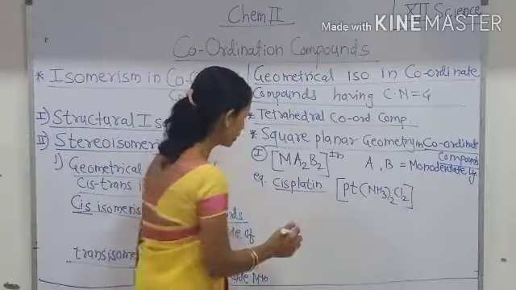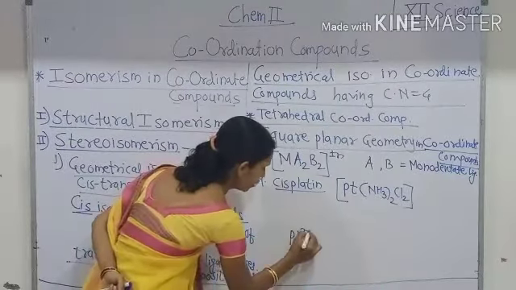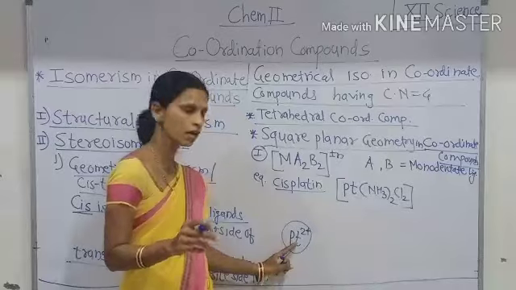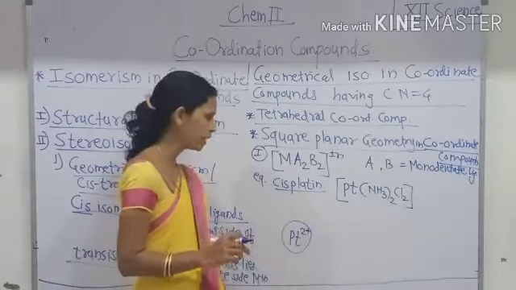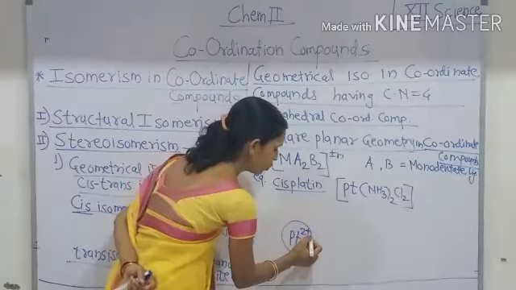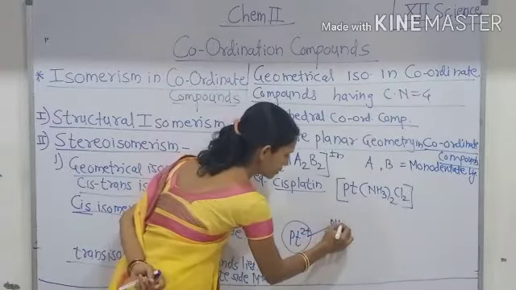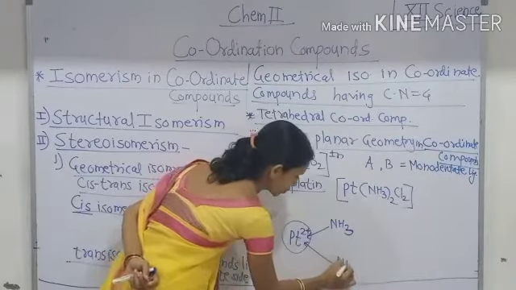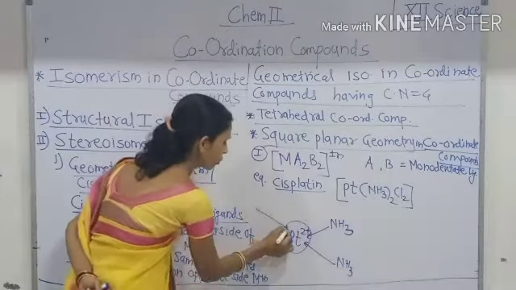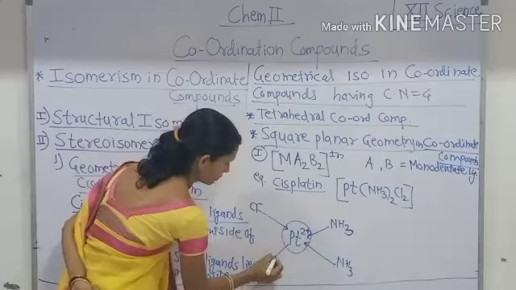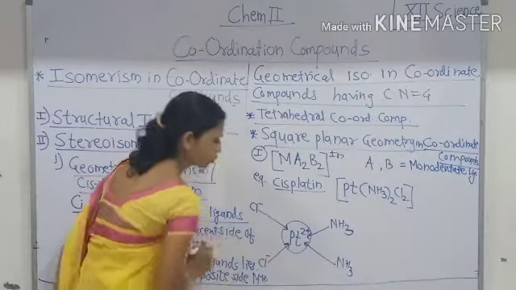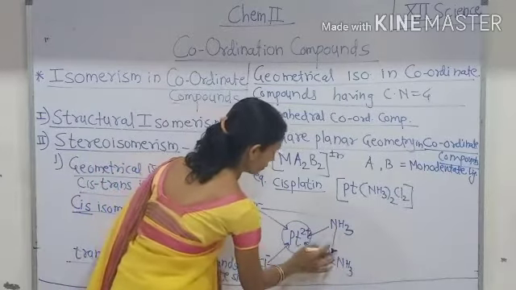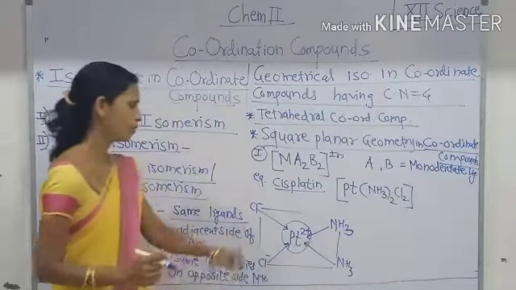Then in this complex, Pt2+ ion is at the center. That means it is a central metal ion. Pt2+ is a central metal ion which is surrounded by 4 ligands. That is, 2 NH3 groups and 2 chloro groups are there. See here, it has a square planar geometry.